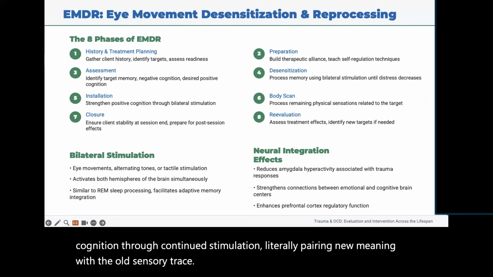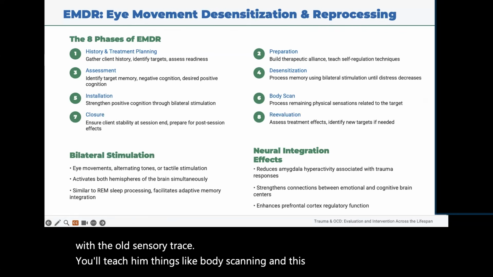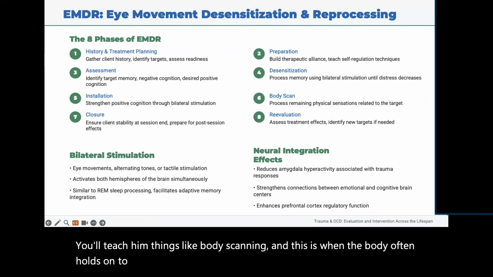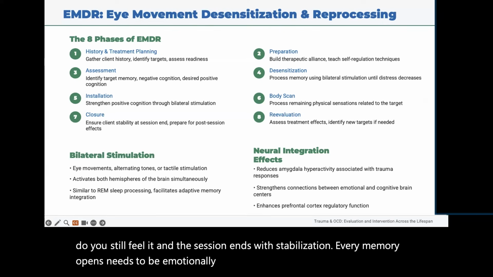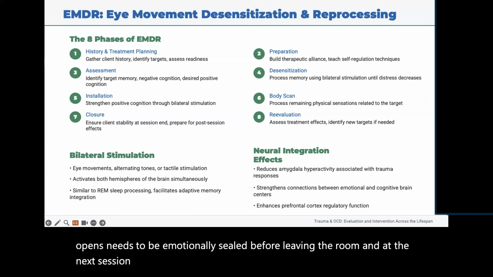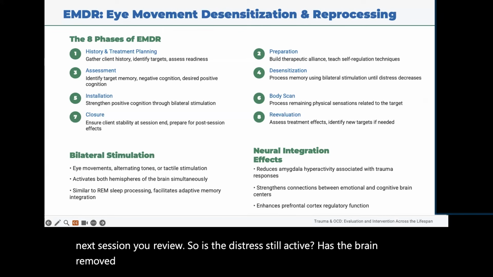You'll teach them things like body scanning, and this is when the body often holds on to residue of what the mind has reprocessed. And you ask, where do you still feel it? And the session ends with stabilization. Every memory opened needs to be emotionally sealed before leaving the room. And at the next session, you review. So is the distress still active? Has the brain moved it into long-term integration?